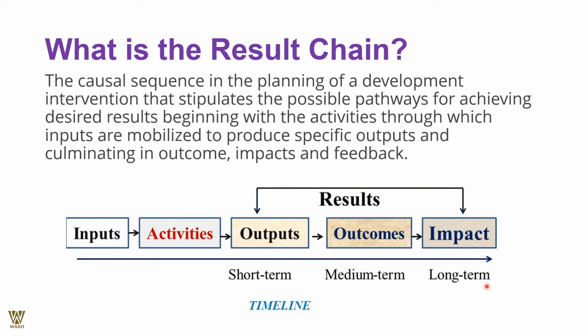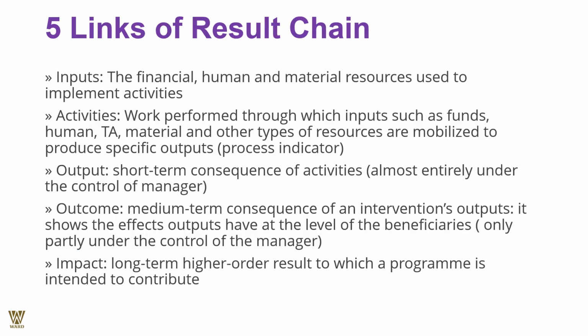So these are the possible pathways for achieving the desired result, beginning with the activities through which inputs are mobilized to produce specific outputs, and culminating in outcomes and impact and feedback, as the case might be. This is what we are all about. So, five links. I recommend those five links of the result chain for you to understand with total clarity. Inputs: the financial inputs, the human inputs, the material inputs, to implement those activities or the processes of a company. So we have men, money, and material as input.